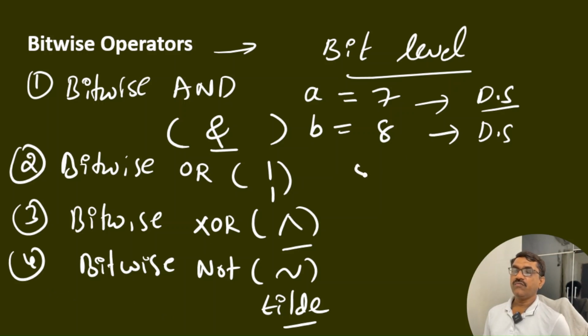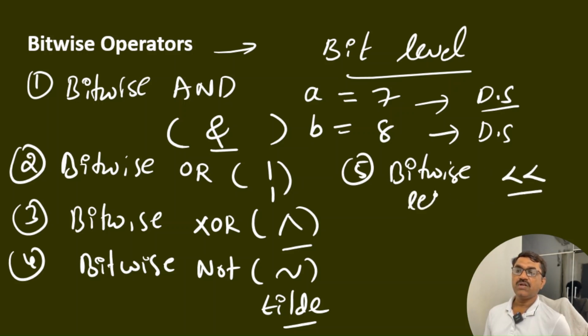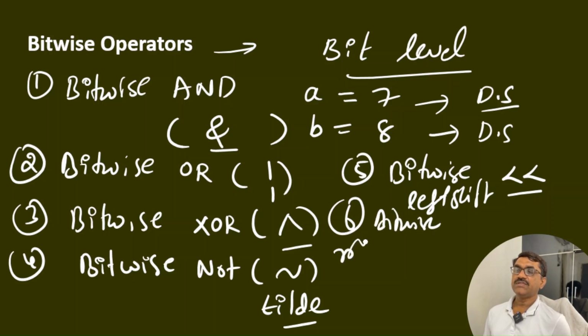After the fourth one, we have the fifth, bitwise left shift. After this, we have the sixth, bitwise right shift. Right shift is denoted by double greater than, and left shift is denoted by double less than. These are the various bitwise operators. We are going to discuss each of them with an example. Let us discuss the first one, bitwise AND.